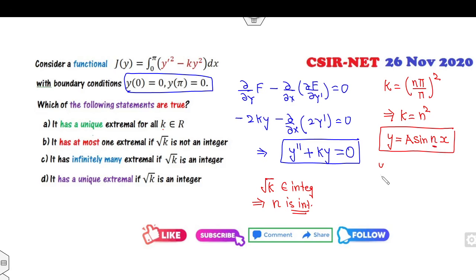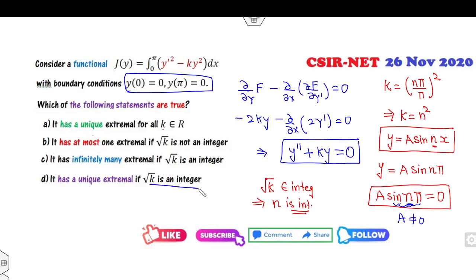Then what is the value of y of pi? First target is a. So it's a sine of n pi. Y of 0 is 0. So a sine n pi is 0. Fine. Now, if n is an integer, definitely this value will be 0. So a may or may not be 0. So if this number is an integer, what will happen?